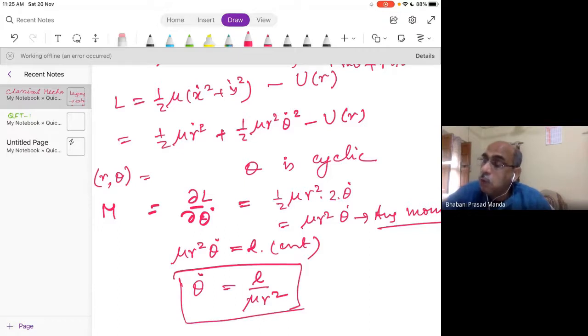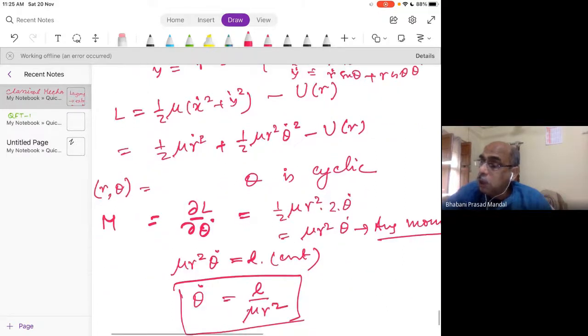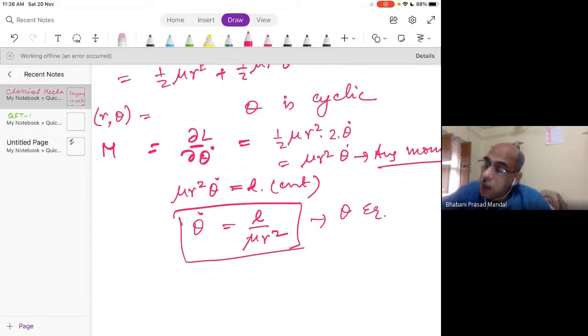So we have to solve for r and theta, but we already found theta dot; this equation is simpler. So what will be the r equation? This is also the theta equation. You can find the theta equation will be the same thing. So this is your theta equation. Similarly you will get your r equation.